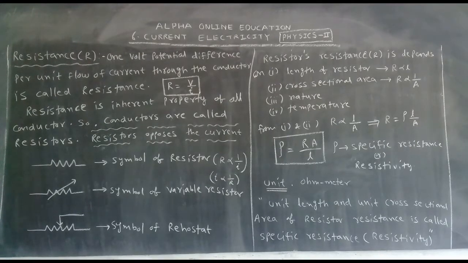What is the unit of the resistivity? The unit is ohm into meter. The specific resistance symbol is rho. In some books, the specific resistance symbol is also taken as S. Why? Specific resistance starts with the letter S. That's why the symbol is either rho or S.